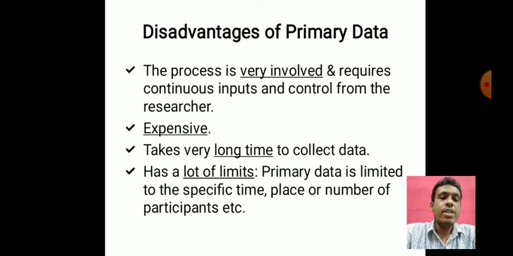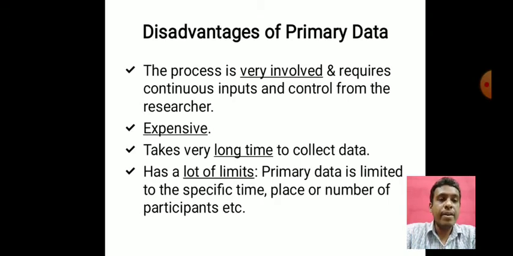Then the third disadvantage is that it takes a long time. Again, it involves a lot of field work. Because field work is involved, the respondents may sometimes be scattered over a geographical territory. So going there, interviewing them or getting the questionnaires filled by them may take a long time. Hence, if you want immediate results or an immediate solution for your problem, primary data cannot provide it. You have to go for secondary data, because primary data involves a very long time of data collection.